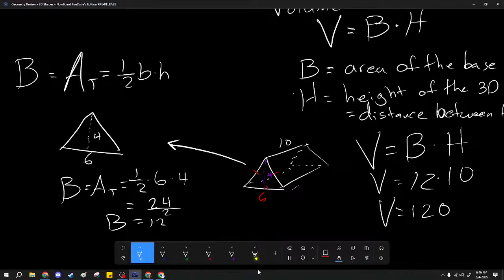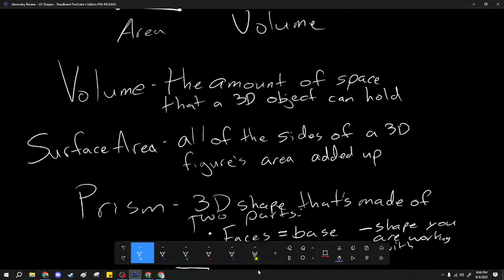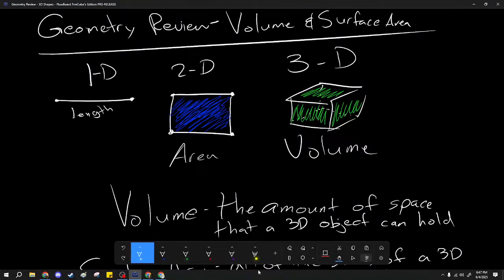The other thing you need to know about volume, here, I'll actually put it up here. Length in one dimension is in units. So inches, feet, miles, whatever. 2D is in units squared. So square footage, square yards, square miles. And volume is in units cubed.